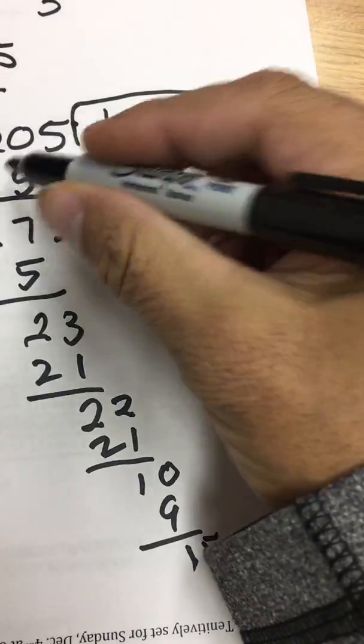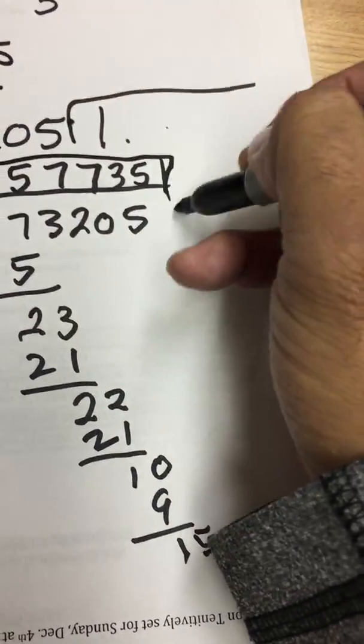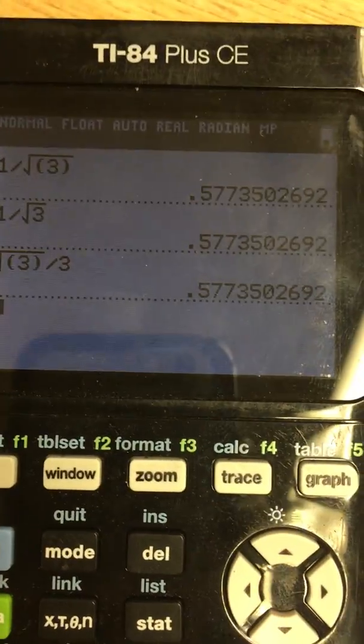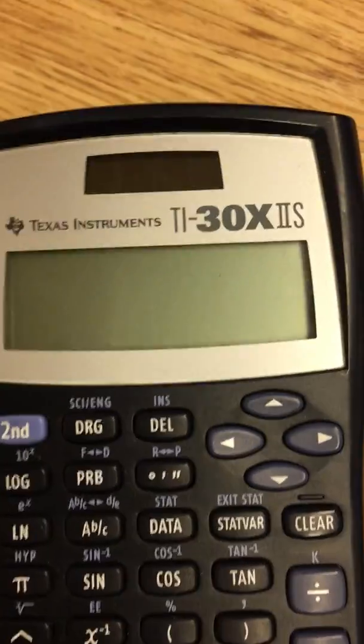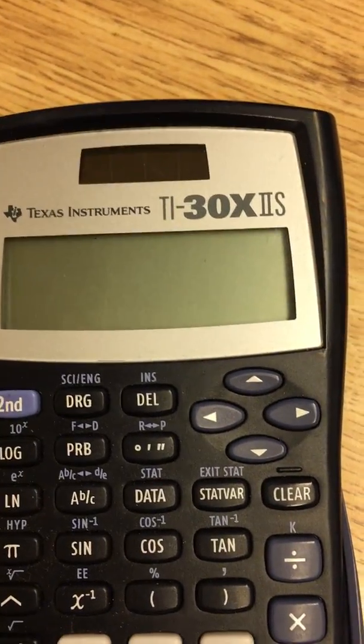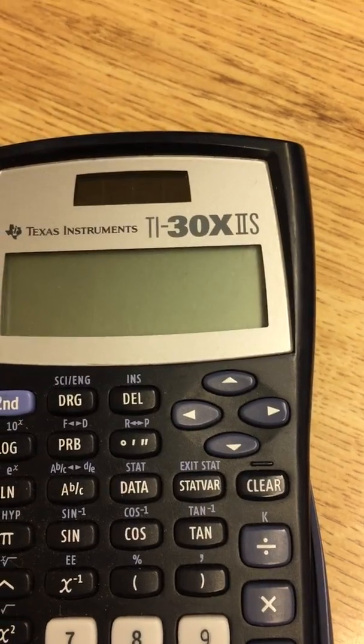And we get this answer, which is the same answer as my phone, or my calculator, my paper, my little calculator, TI-83, or TI-30, all of those.